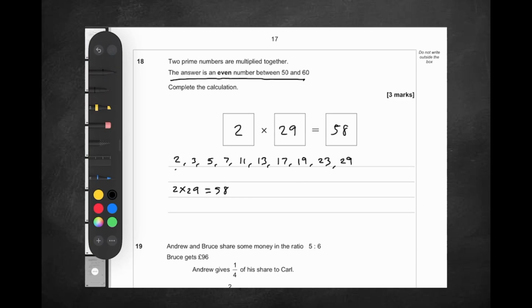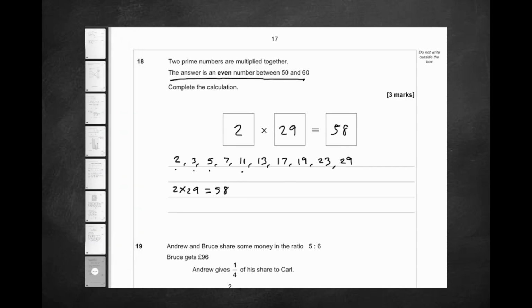So if that hadn't been the case, I would have then moved on to 3, and I would have multiplied 3 by each of the numbers towards the top end and seen, like, 3 times 19 is 57. And 57 falls between 50 and 60, but it is not even. I would have done 5 times 11. 5 times 11 is 55, but again is not even. So we are done with our 2 times 29.